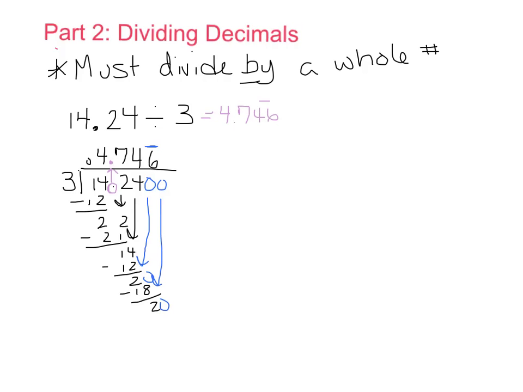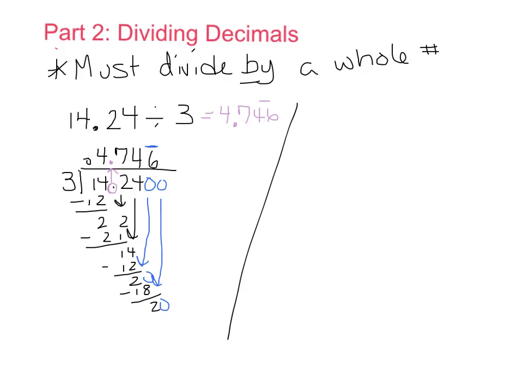Does this make sense? If I were to round 14.24 divided by 3, let's pretend it's 15 divided by 3. My answer should be just under 5, because 15 divided by 3 is 5, so 14.24 divided by 3 will be just under 5. So the key part here is to remember that wherever my decimal is located, I bring it up.